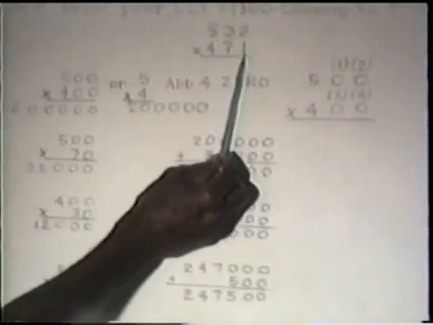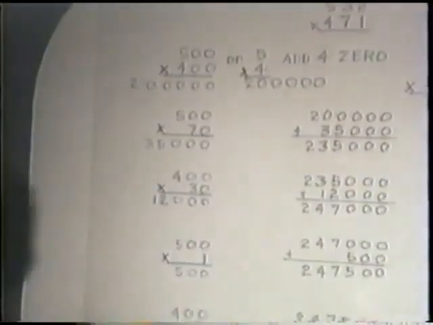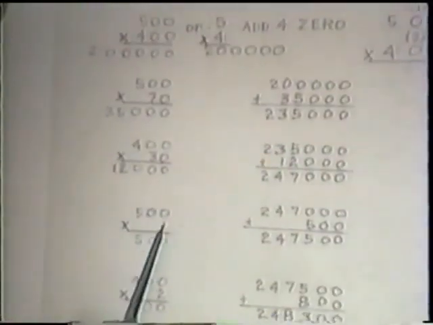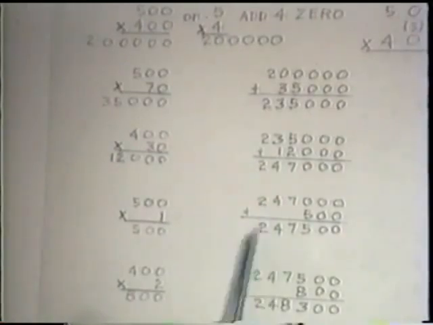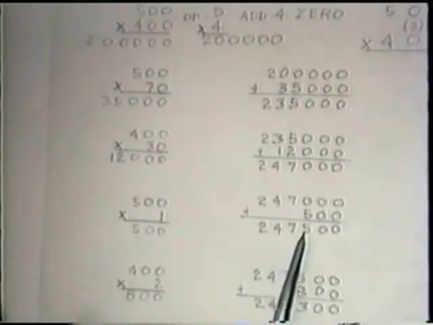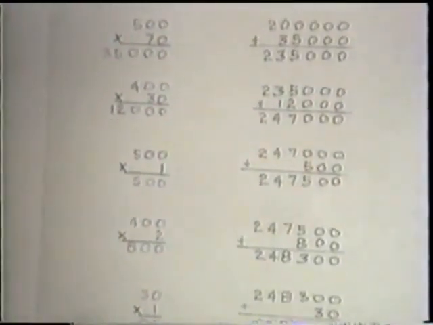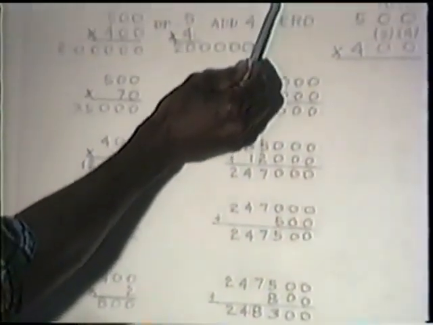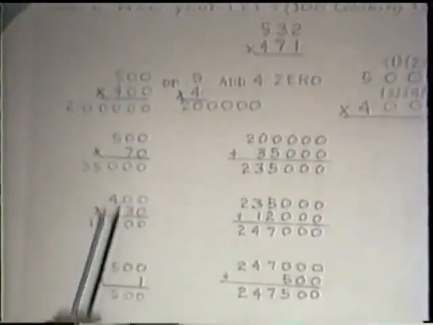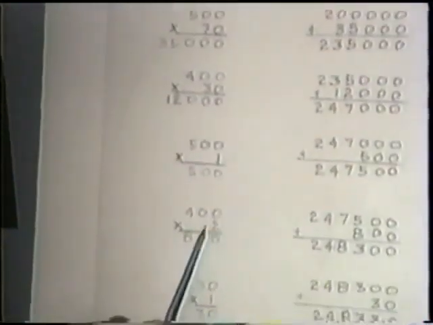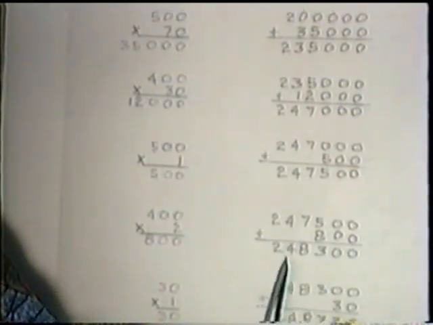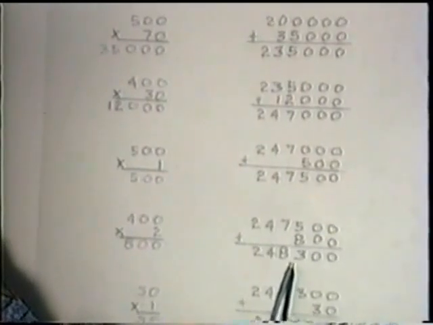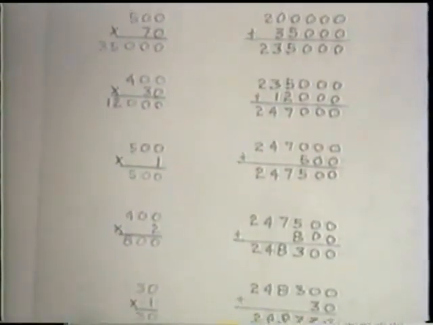Now we're going to multiply the 1 of the 471. We're going to multiply this 1 times the 500. We're just working with the 100 right now. 1 times 500 is 500, so we add that to the 247,000, which gives us 247,500. Now of the 532, we're going to multiply 2 times 400. 2 times 400 gives you 800. So we add the 800 to the 247,500 and get 248,300. Then we multiply 1 times 30.